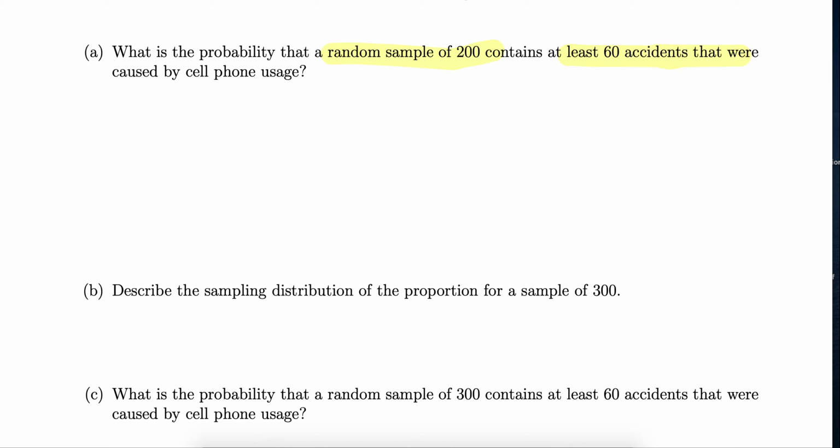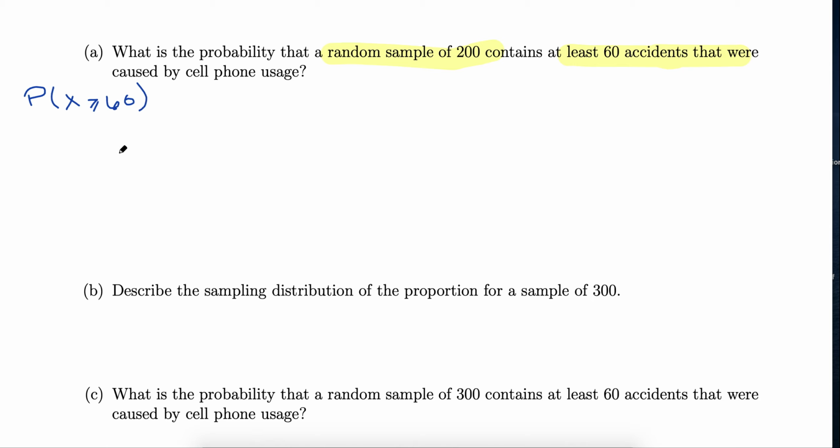All right, so I'm going to start off by writing this problem in probability notation. So it wants to know, find the probability, so I'm going to use that P, that X, the number of accidents caused by cell phone usage, is at least 60. All right, this is a really important piece here. We're talking about proportions. 60 is not a proportion, it's a raw count. So I need to reword this question.